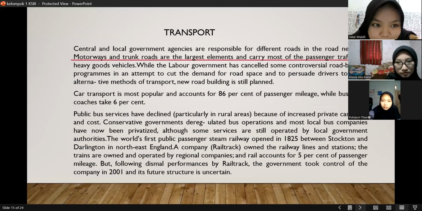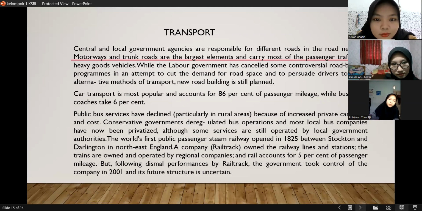Okay, next, transport. Central and local government agencies are responsible for different roads in the road network. Motorways and trunk roads are the largest element and carry most of the passenger traffic and heavy goods vehicles. While the Labour government has cancelled some controversial road building programs in an attempt to cut the demand for road space and to encourage alternative methods of transport, new road building is still planned.